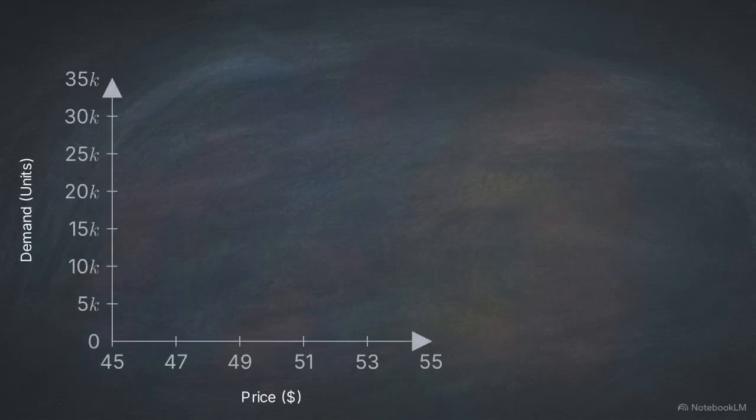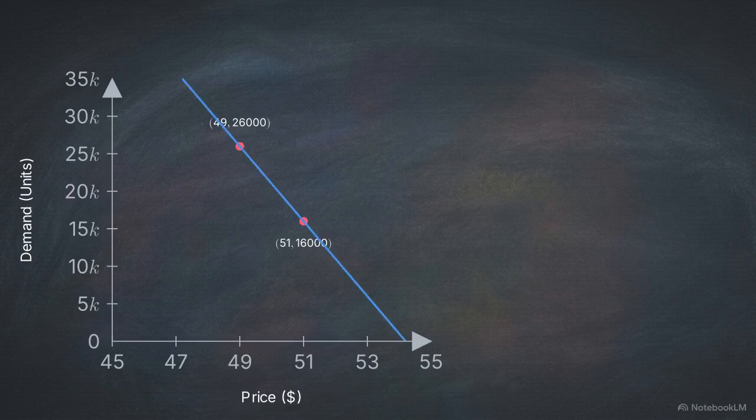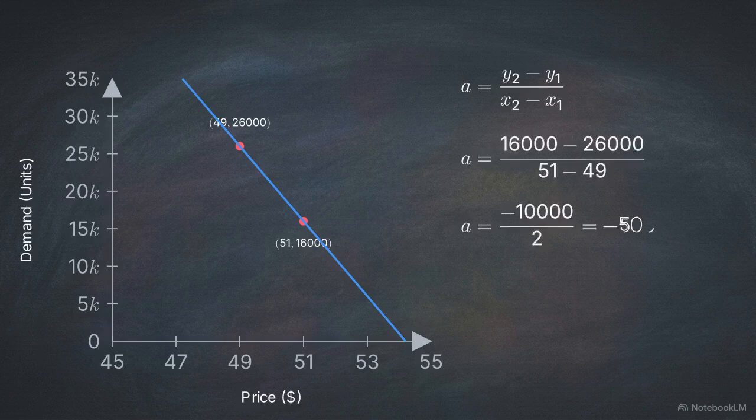This graph plots demand for a retail product. At a price of $49, demand sits at 26,000 units. When the price increases to $51, demand drops to 16,000 units. Calculating the difference between these two coordinates yields a slope of negative 5,000. That negative slope defines the boundary of the market. For every dollar the price increases, demand decreases by exactly 5,000 units.